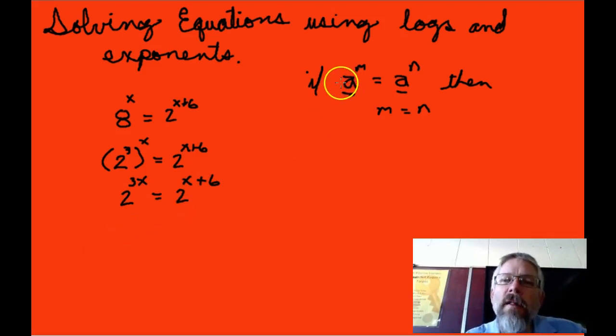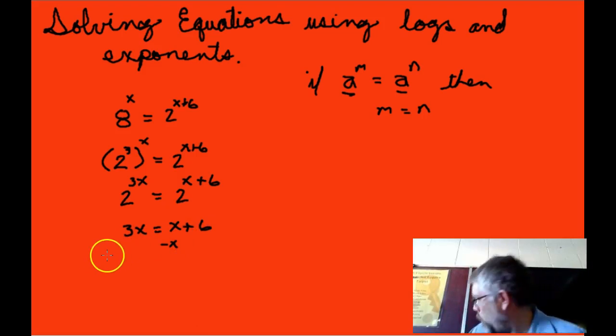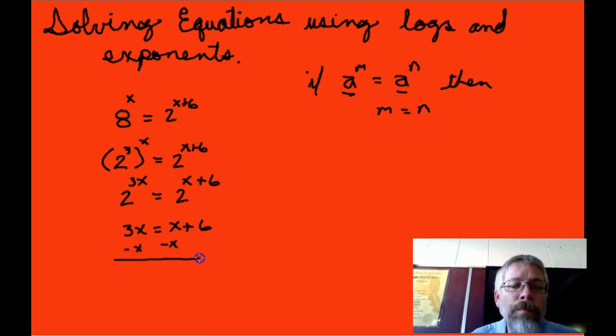Now, based on this rule right here, if the bases are the same, then the exponents have to be the same. So that means I can write without any concern or doubt that 3x indeed is equal to x plus 6. And then when I subtract x from both sides of the equation, I get 2x is equal to 6, and then x has to equal 3. And so now I found my value.